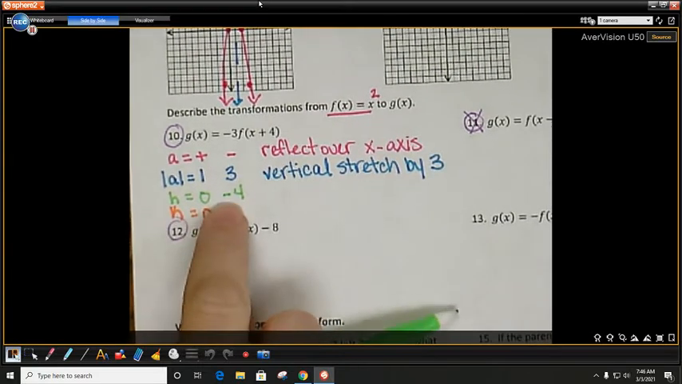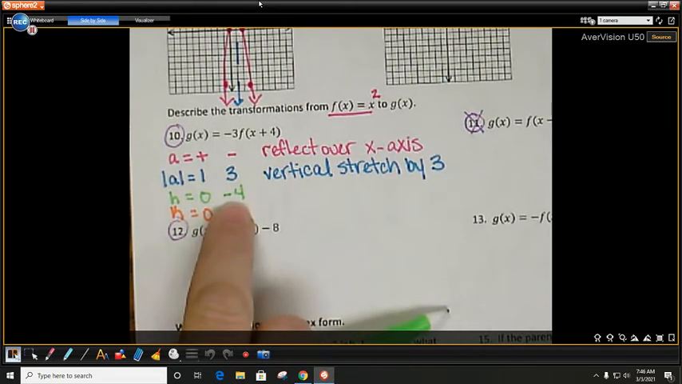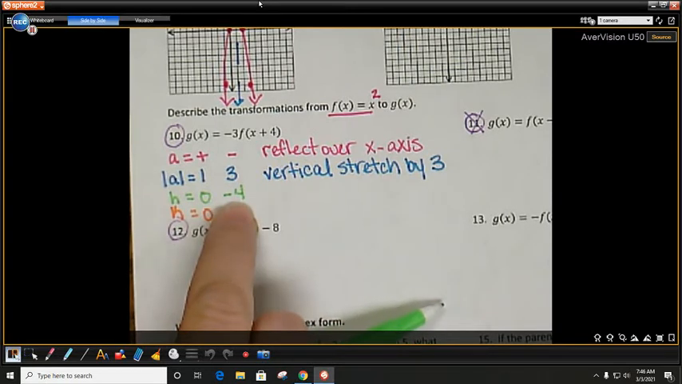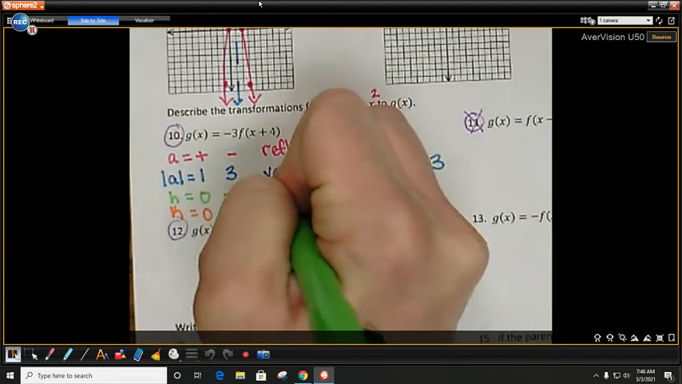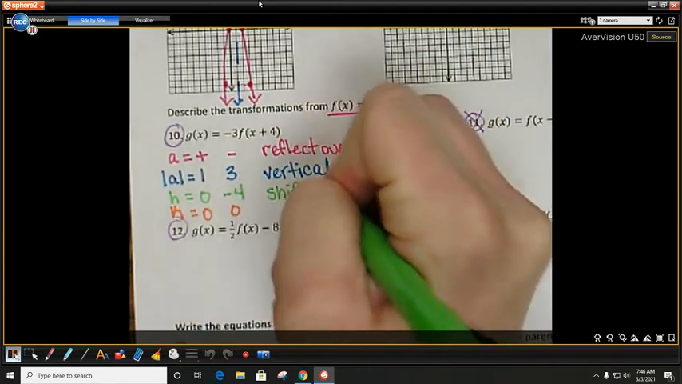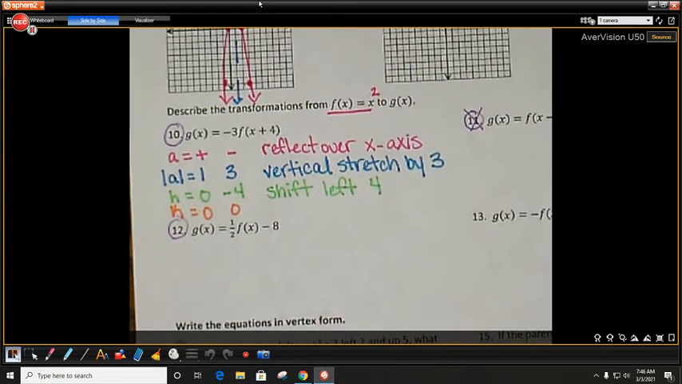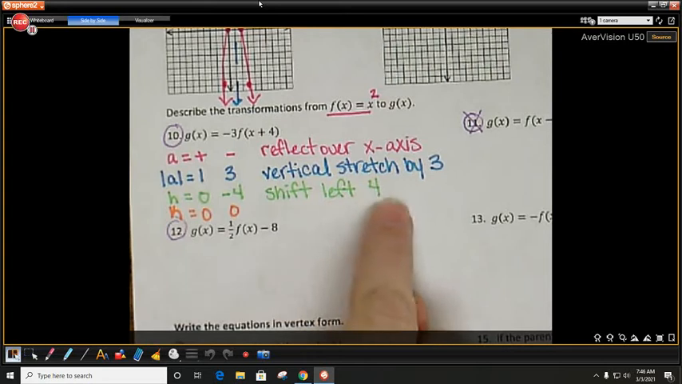H, which is the x value of your vertex, and x is your horizontal axis. If your x changes, you shift horizontally. So I went from 0 to -4. On your x-axis, -4 would be to the left. So I'm going to put shift left. You're not going to say left -4 because the left already implies that you're going to the negative. So it's just shift left 4.